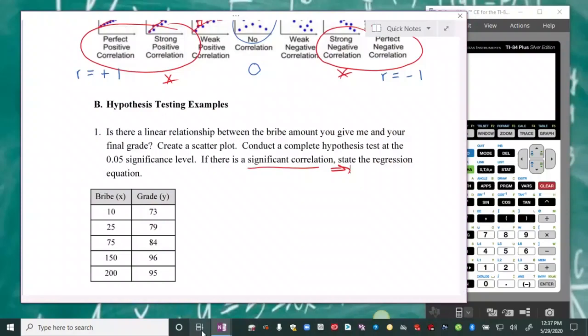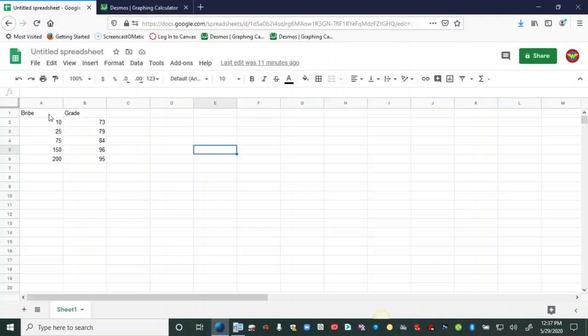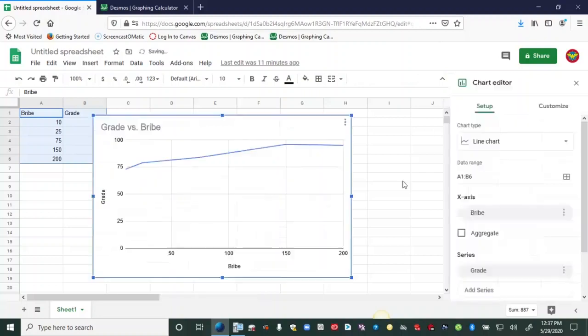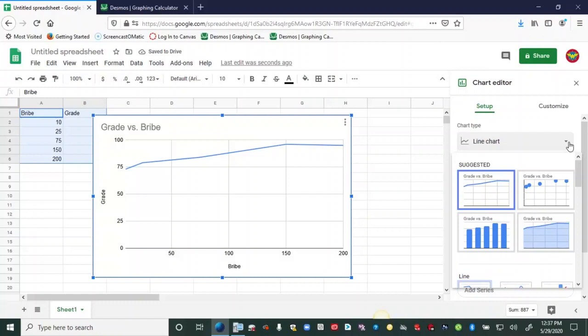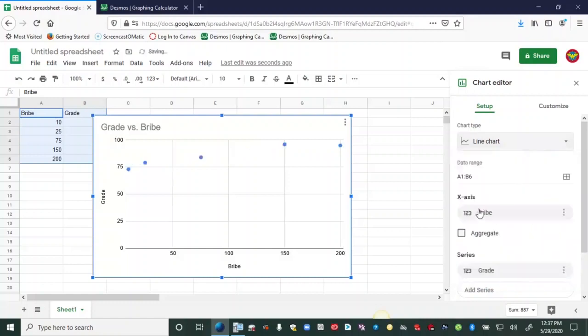I have these values in Google Sheets. Here they are. So I've got bribe and grade in Google Sheets. I can go ahead and just drop in a chart, and I can do it here, or I can go to Insert Chart using the Insert menu. So I'm going to go ahead and just drop in a chart. It guessed a line chart, which is not what I want. So I'm going to change this to a scatter plot. There it is. So I changed it to a scatter plot. You can see there's a little bit of an upwards trend there, right?